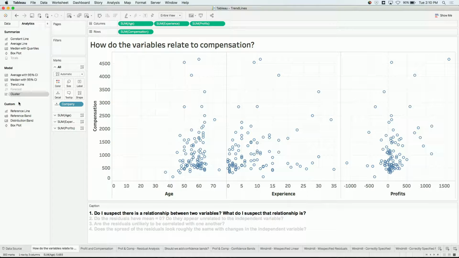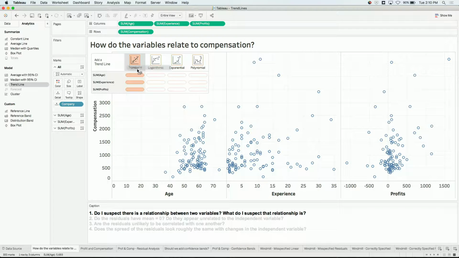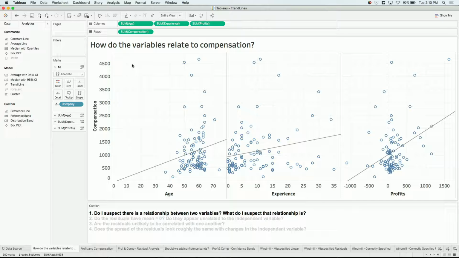From the analytics pane, we're going to drag out the trendline object, and you can see right away it asks me to choose a model type. Theoretically, I don't know how each of these variables would relate to compensation, so I'm just going to pick linear. Linear is always a good first guess, and we'll talk a little bit later about why that is. But for now, Tableau gave me some trend lines.